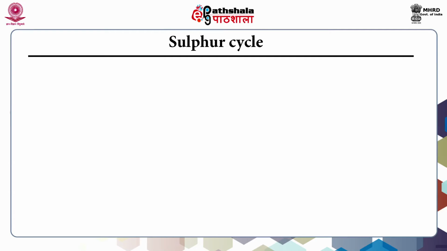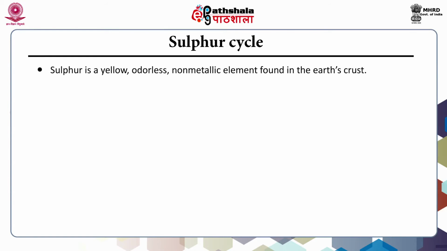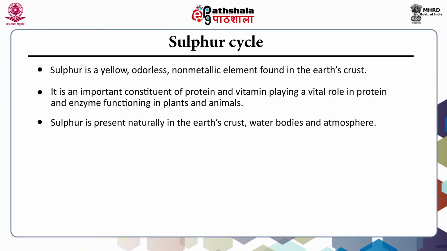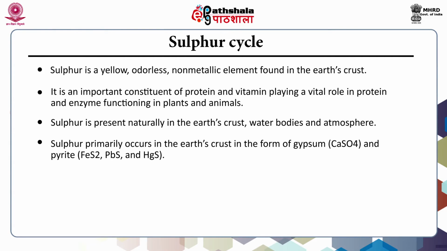Now, let us discuss the sulfur cycle. The sulfur cycle is again an example of a sedimentary cycle. Sulfur is a yellow, odorless, non-metallic element which is generally found in the earth's crust. It is an important constituent of protein and vitamins, and it plays an important role in protein and enzyme functioning in plants and animals. Sulfur is present naturally in the earth's crust, water bodies and atmosphere. It occurs in the earth's crust in the form of gypsum, that is calcium sulphate, and pyrite. Oceans are the largest reservoir of sulfur.